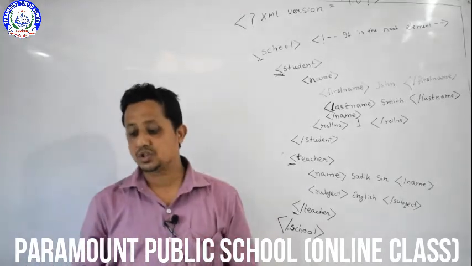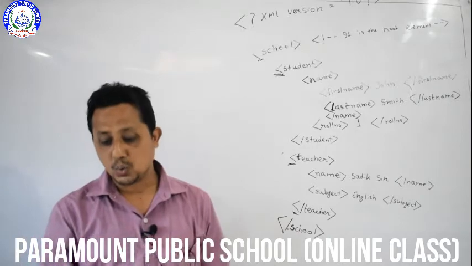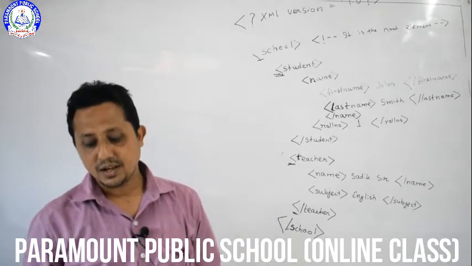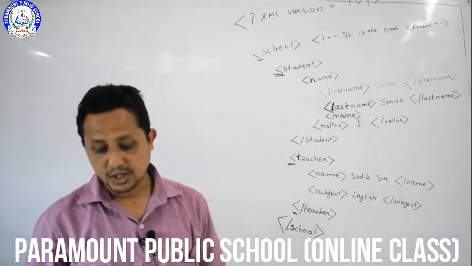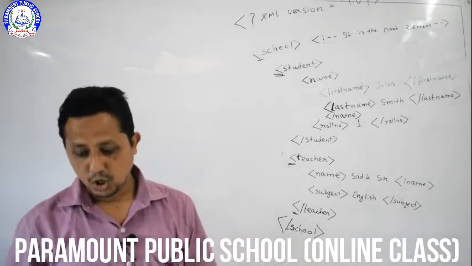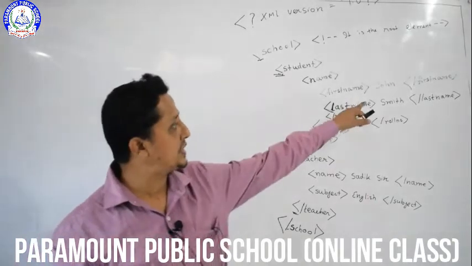XML attribute values are enclosed within double quotation marks. Basically, the values we give must be within double quotation marks. If you give any values, we must give them within double quotation marks. Actually, this was just an example.